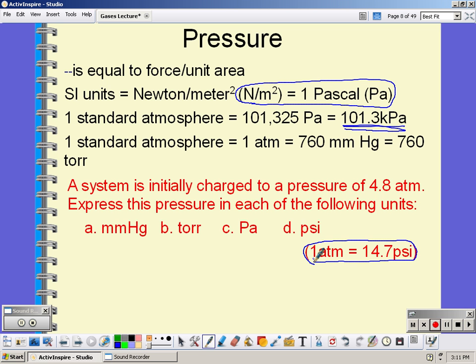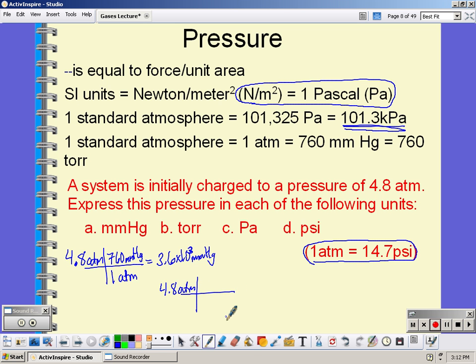So if we were to convert then, for letter A, we would have 4.8 ATM. And we know that for 1 atmosphere, we have 760 millimeters of mercury. That would give us 3.6 times 10 to the third millimeters of mercury. We do want to put that in scientific notation because we don't want to have to deal with all the zeros. For torr, 4.8 ATM is actually going to be the exact same number because torr and millimeters of mercury are pretty much the same unit. So we can just convert right to it.